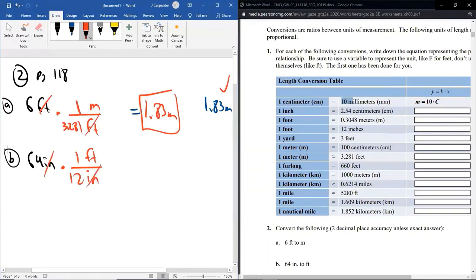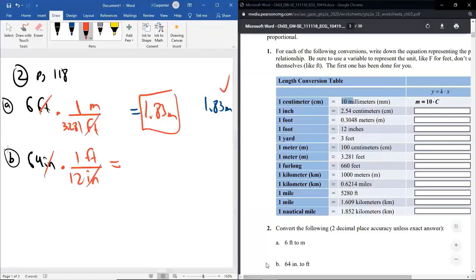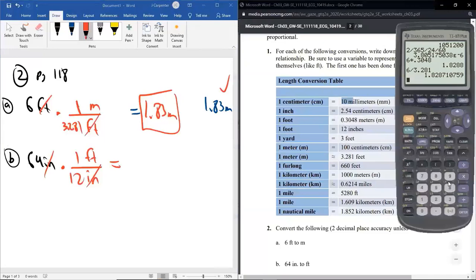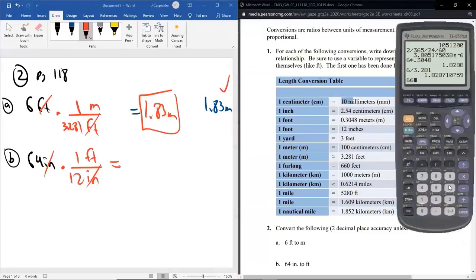Those cancel, and you're just doing 64 divided by 12. So we'll want our calculator for that to make things easy. 64 divided by 12. It's like 5.3 repeating, I think. Yep. So 5.33333 or 5.33. What are our units? Feet didn't cancel, so they're in feet. There we go.